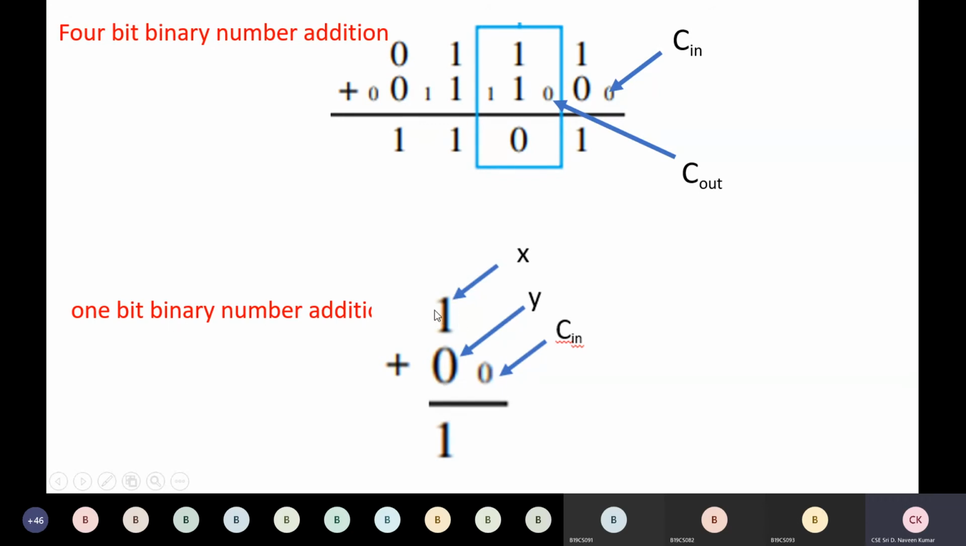Remember, this is x, the top value. The bottom value we are adding is y, and the one we have is carry in, maybe from the right side addition. As a result of the right side we may get a carry in.